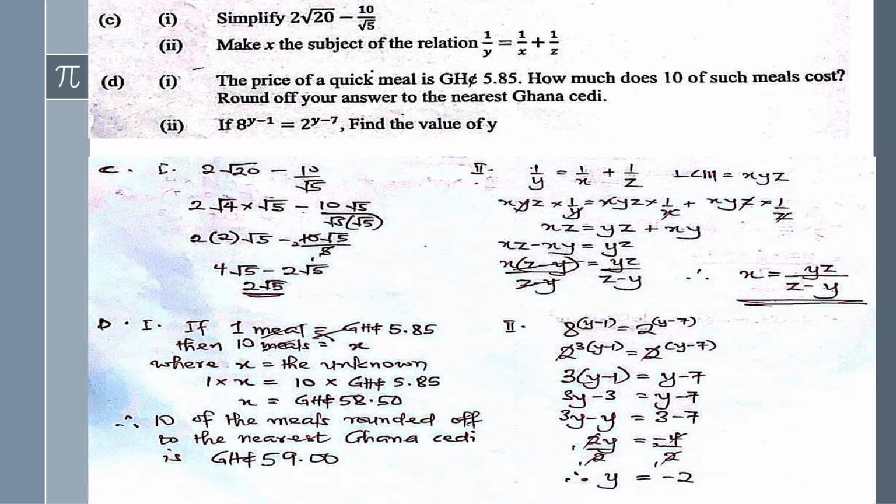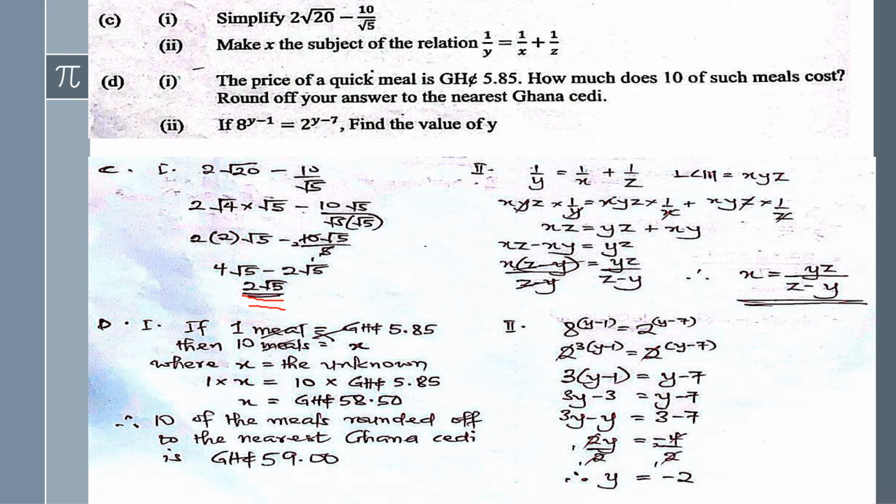CI and II. So I is a surd question, we have to simplify it, and II we have to make X the subject of the relation. So for CI, we can simplify root 20 as root of 4 times root of 5, multiplying 2. And then for 10 over root 5, this is rationalization of surd. We rationalize it by multiplying this fraction by root 5 expressed as a fraction on its own, so root 5 all over another root 5 multiplying the fraction. So you simplify this and then you have 2 root 5 as your answer.